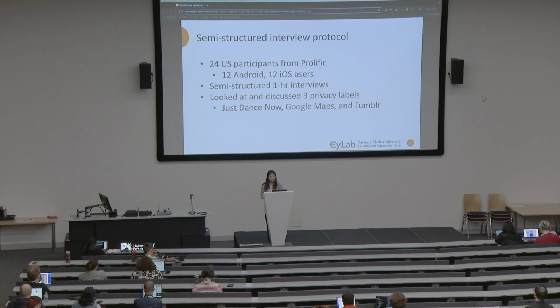In this study, we recruited a diverse group of US participants through the crowd worker platform Prolific. We conducted 24 semi-structured 1-hour-long interviews with 12 Android and 12 iOS users. During the study, we asked them to review privacy labels on their phones for 3 different mobile apps, Just Dance Now, Google Maps, and Tumblr, while responding to our prompts.